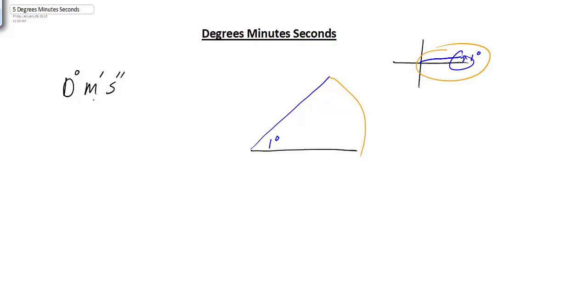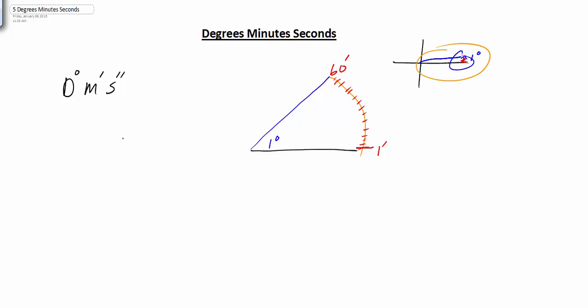What we're going to do with the minutes is take this degree and divide it into equal parts. Again, that's this little region right in here, so these are very, very small. It's going to take 60 of these little points, which would be the minutes. This very first one is represented as 1 minute, and if we go all the way up here, this would be 60 minutes, which is equal to 1 degree.